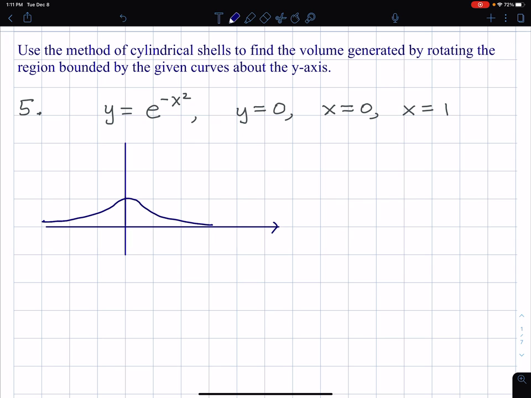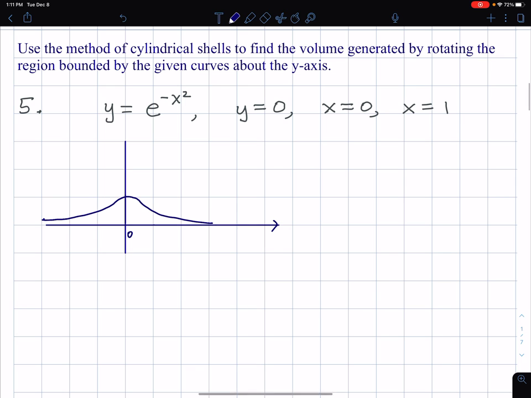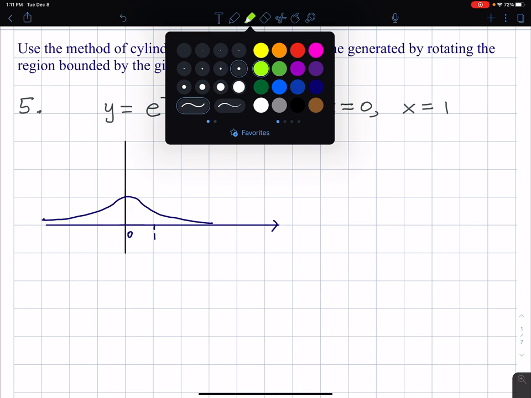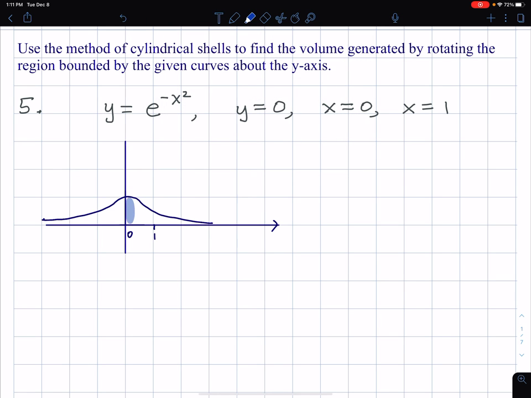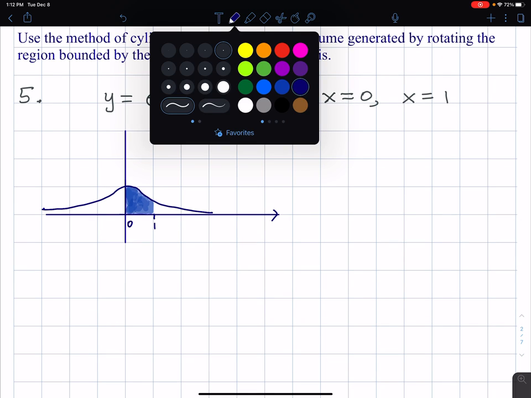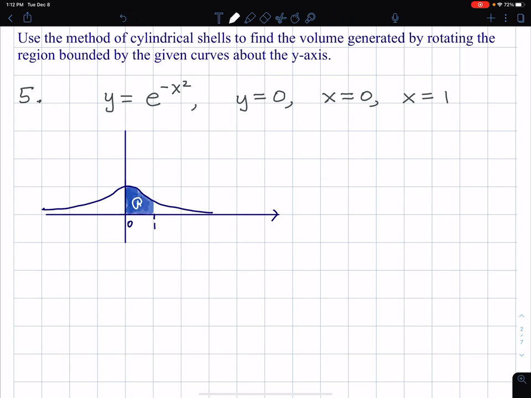You can sketch this graph much better if you find critical numbers and inflection points, but that's another topic. We're starting at 0 and going to 1, so we're essentially looking at this region right here. I'm giving you the graph and we'll go from there. I don't think the directions actually even ask you to sketch the graph. So here we go. Let's call that region R.